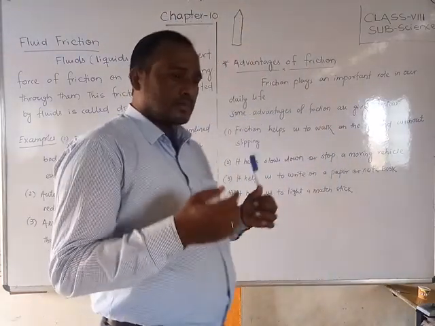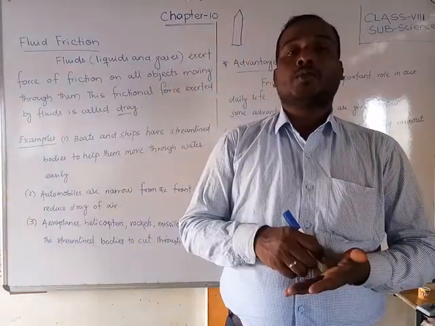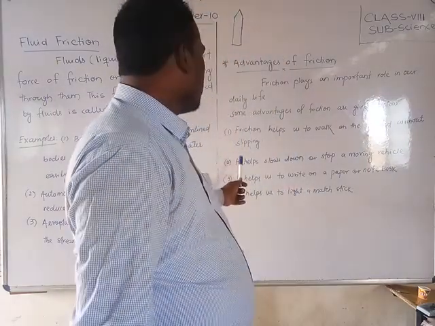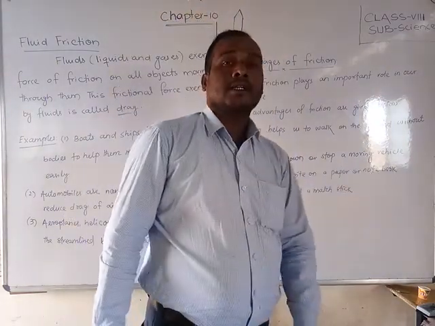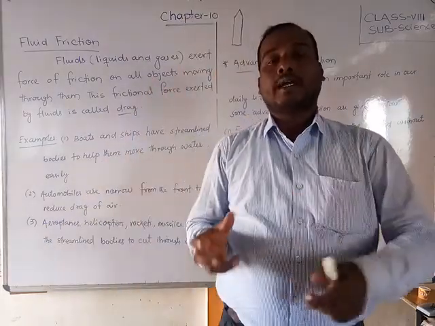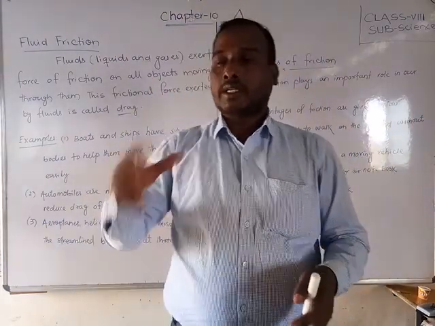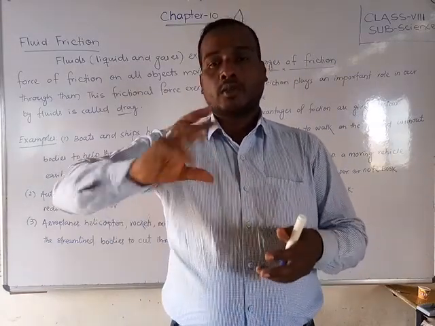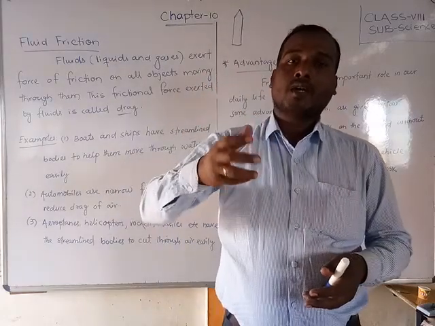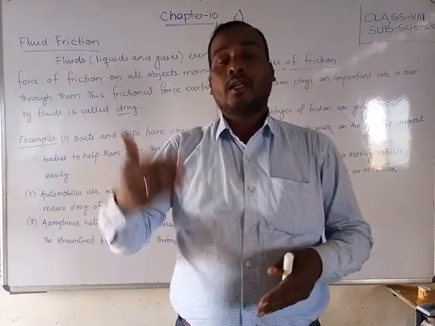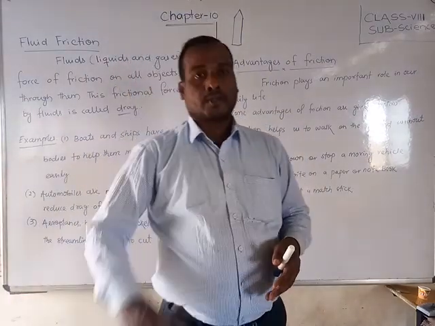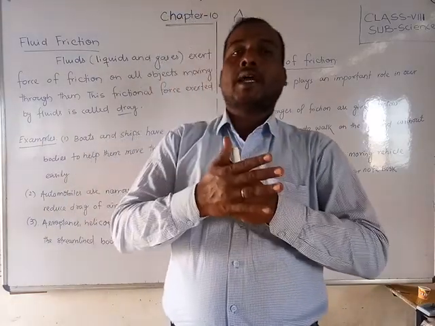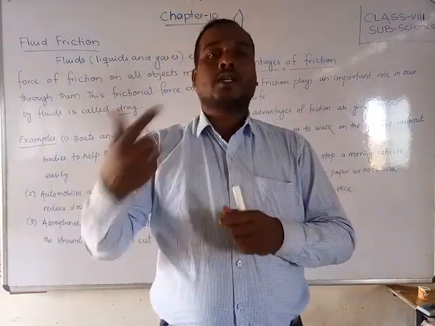Second, it helps us slow down or stop moving vehicles. The brake shoe and the tire are connected to each other. Whenever we apply the brake, the car stops, because the wheel stops. The brake shoe tightens against the wheel, and the friction opposes the motion, so the wheel stops.